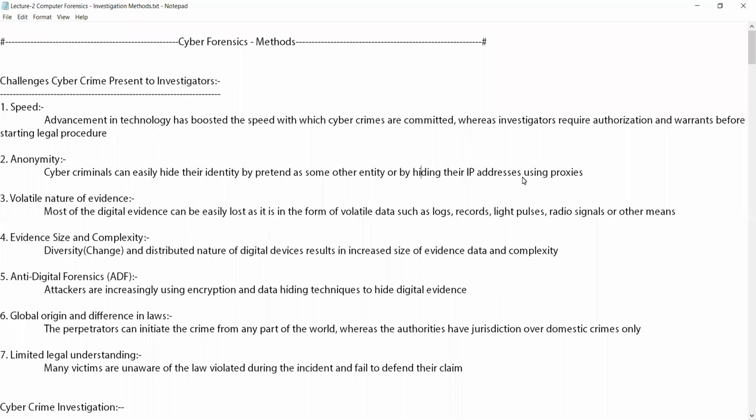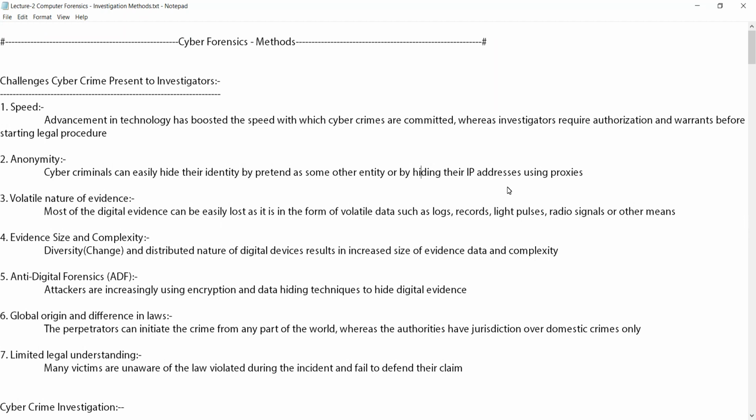Okay, so let's start our session in cyber forensics, guys. In previous sessions, we already covered the introduction of cyber forensics and the cyber laws. So today we are going to discuss the next topic, that is the cyber forensics method, and let's see what we will cover.